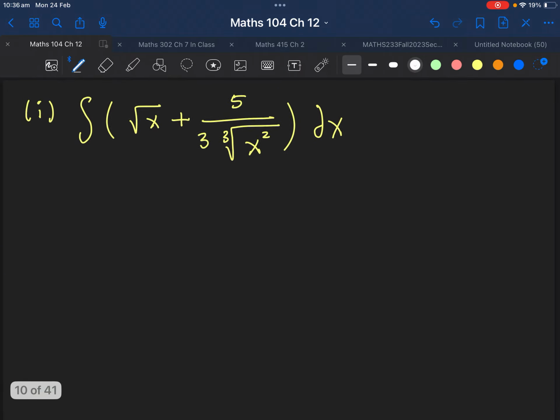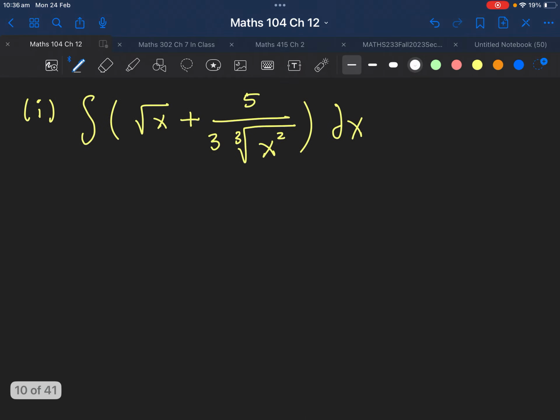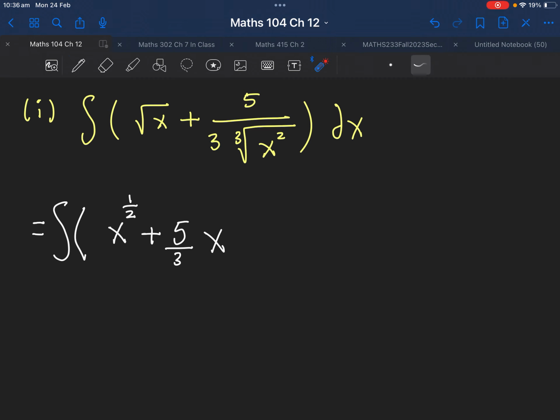Next question, we need to rewrite the function here. So the first step, I will rewrite the function. Square root of x, I will write it as x power half plus 5 over 3. Now this one will become x power 2 over 3. But since it's in the denominator, it will go up with negative, so it will be x to the negative 2 over 3. And now we do the integration.